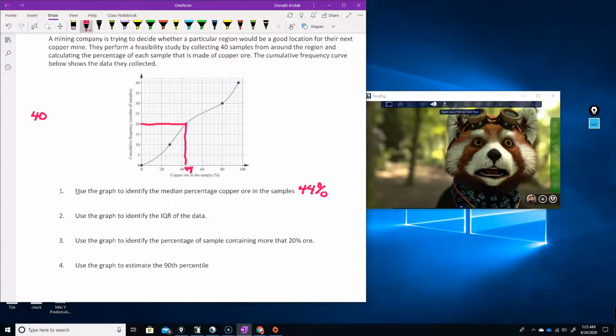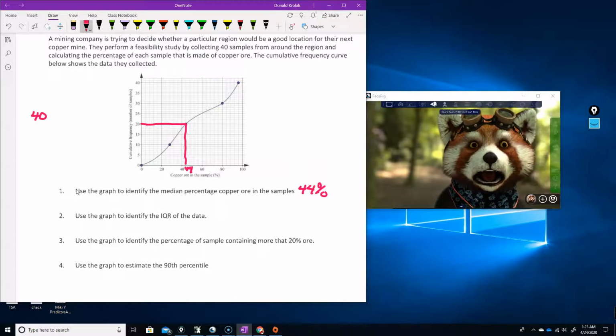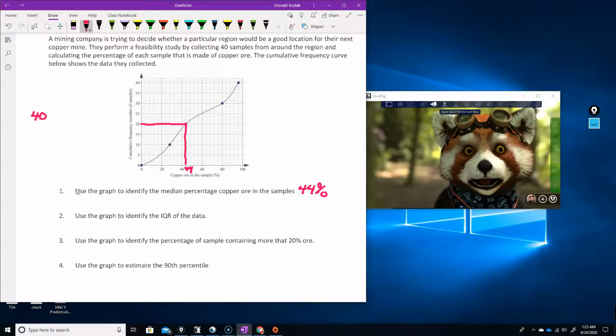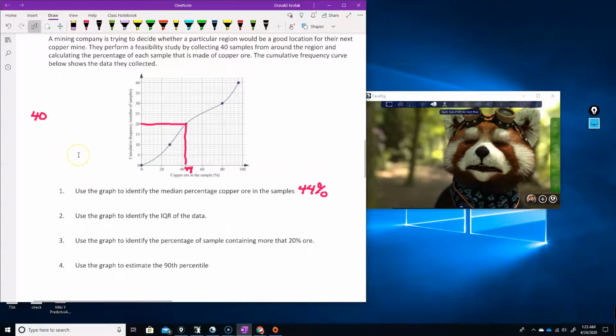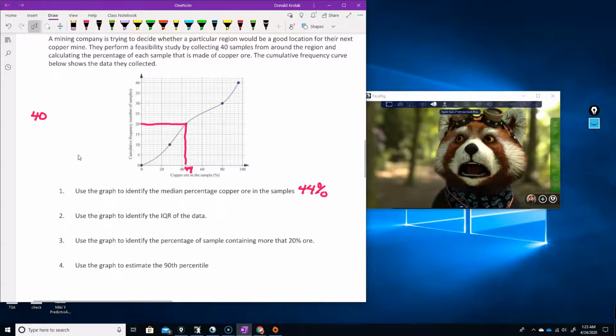Okay, so you got this sample of earth, rocks, gravel. Out of that sample, 44% of it contains copper ore that you can refine into copper. All right, use the graph to find the IQR.